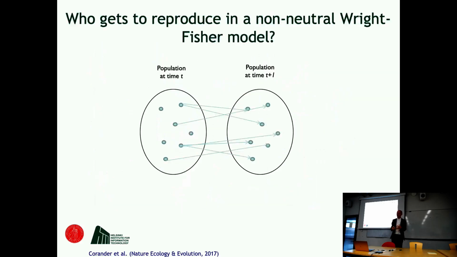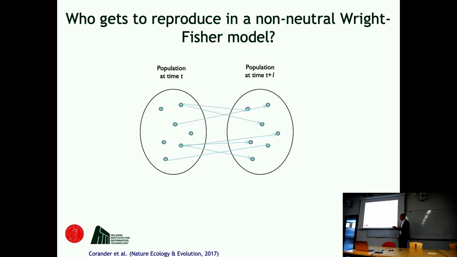And where does it come from? So we have a mechanistic explanation for why this has happened. And we then encapsulate this understanding in a fairly simple statistical model called a Wright-Fisher model, in which we put a non-neutral mechanism of selection.